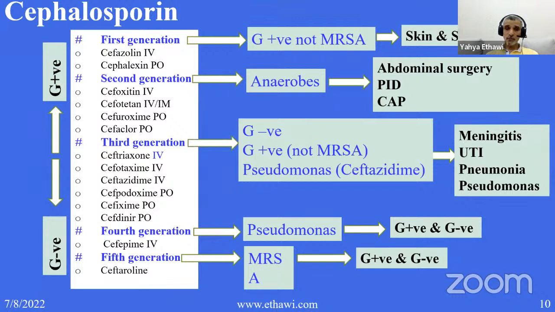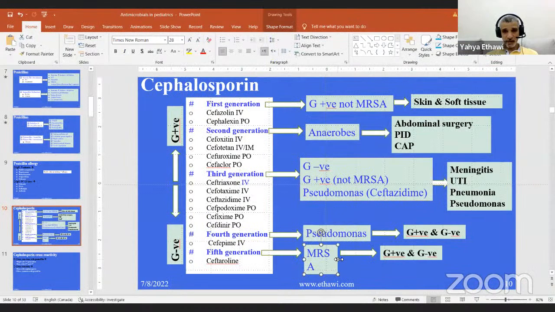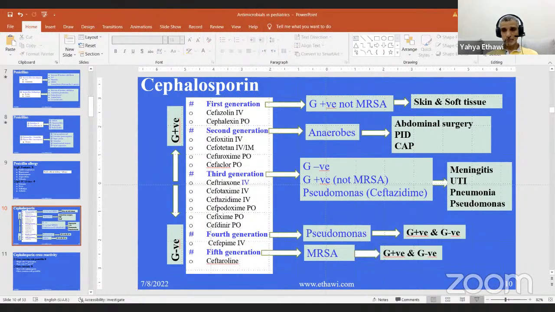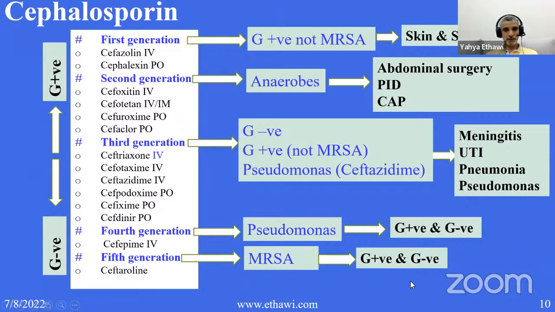The fourth generation, they are more gram-negative. So they're way better than third generation if you suspect gram-negative, but still they work against gram-positive. The fourth generation, such as cefepime, is also active against Pseudomonas. The fifth generation, the good news about them, they are very good against gram-negative. They still work against gram-positive, but the difference here is they have some MRSA effect. That's why when you suspect MRSA, they are way better.